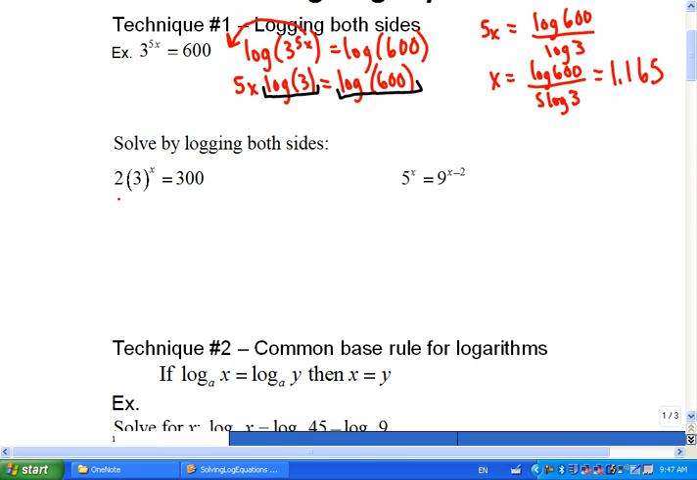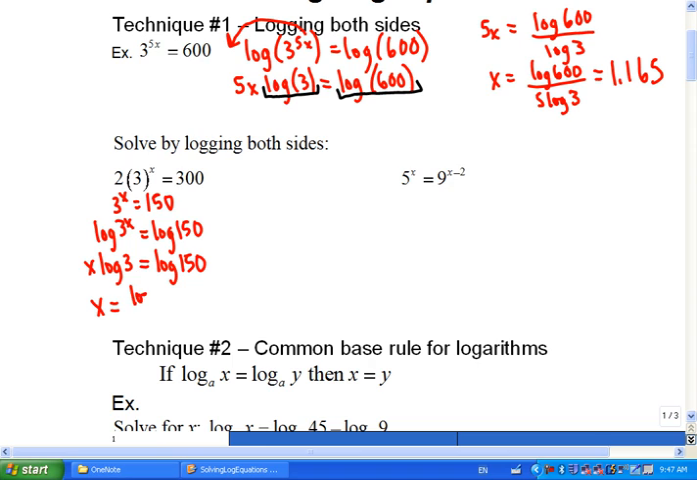Okay, so for this one, there's nothing wrong with doing what you would normally do with your equation and divide both sides by 2. If I log this, I can now move the exponent to the front. So x will be log 150 over log 3. And again, get a calculator to help us out here. So 150's log divided by 3's log, I get about 4.561.